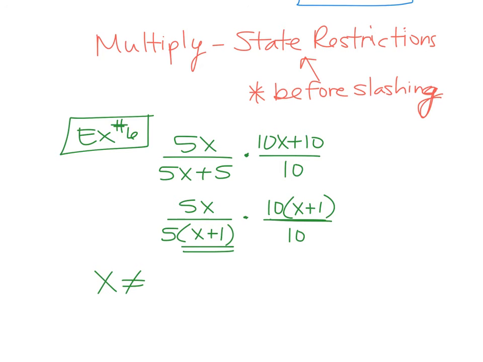X cannot equal negative 1, right? If I plug in a negative 1, I'm going to get a 0 in my denominator, which is not allowed. So x cannot equal negative 1. Make sure you do that before you start reducing.